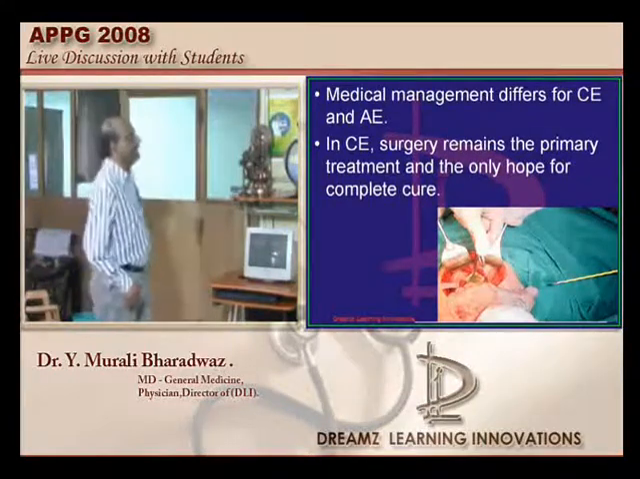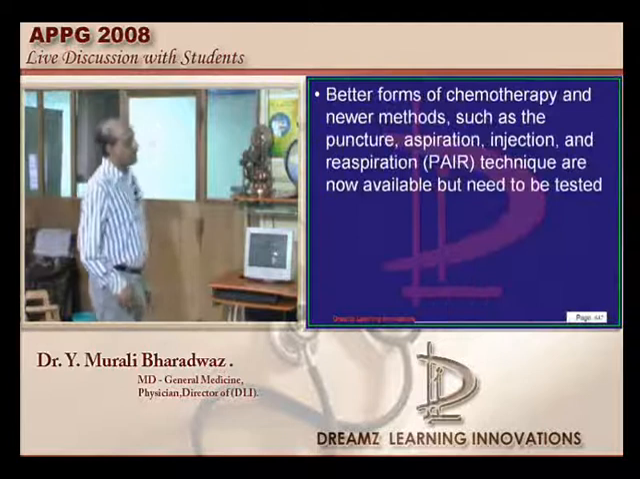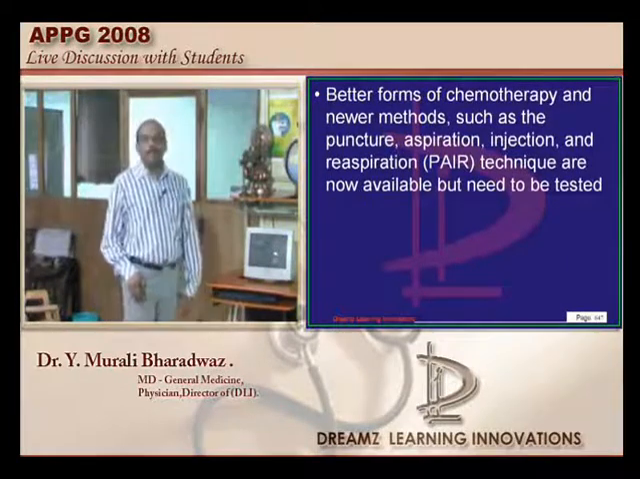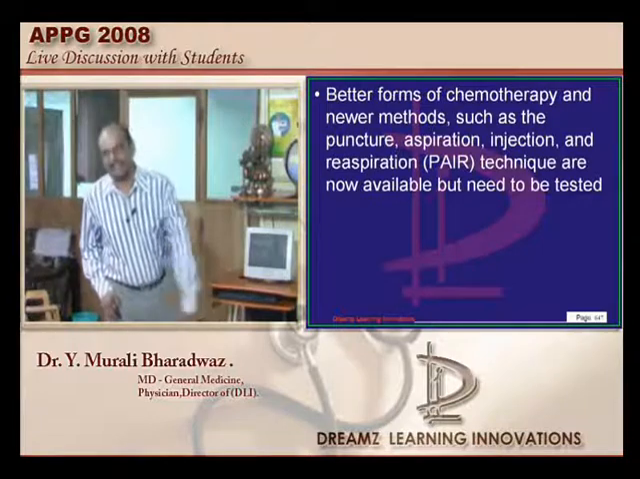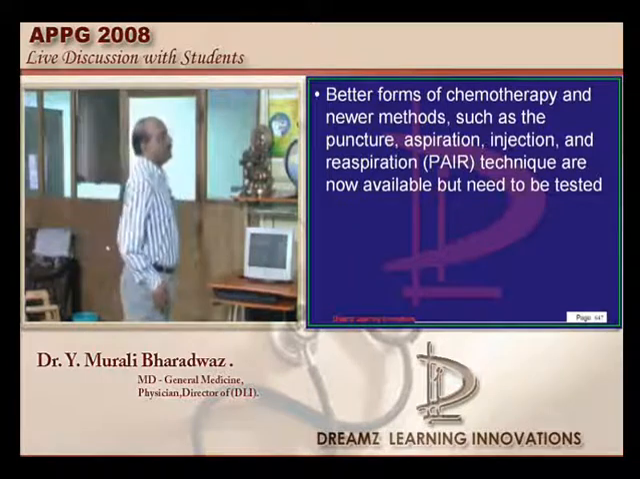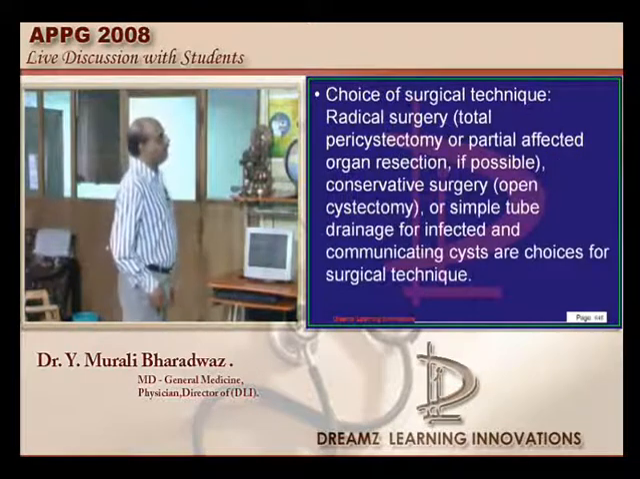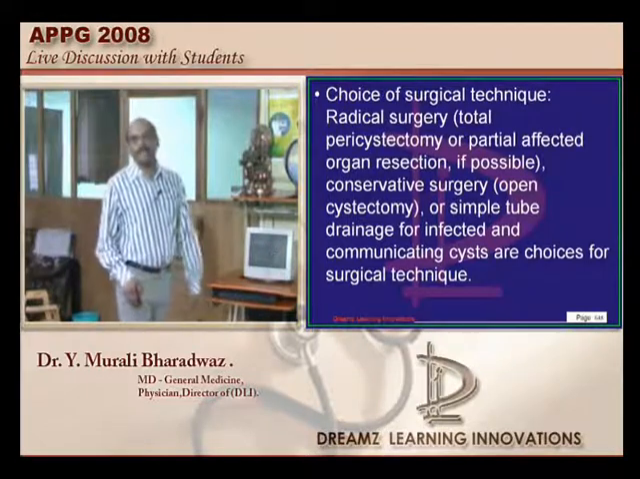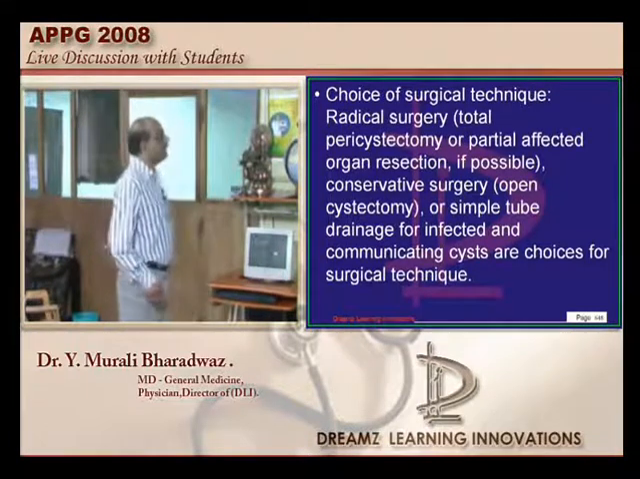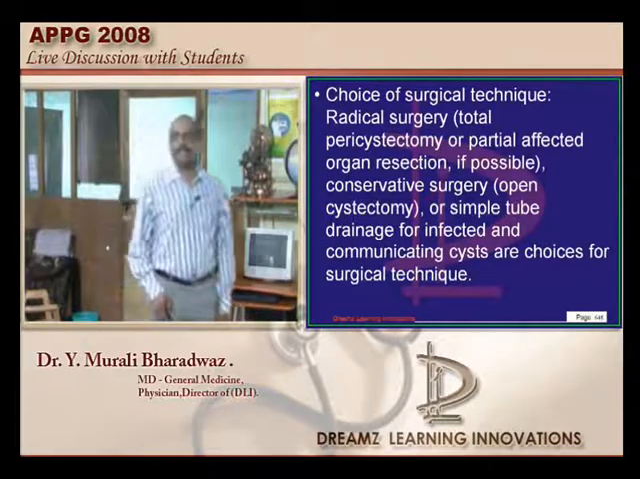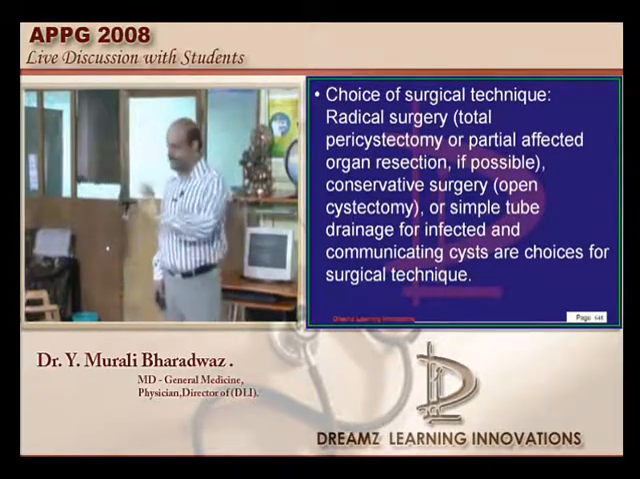Whereas the puncture, aspiration, injection, reaspiration (PAIR) procedure, though available, has not yet been proven as the treatment of choice, with a caveat and an adjective following it. So in surgery you have pericystectomy and open cystectomy as the options available to manage it, so that way cyst excision becomes the management rather than aspiration as the treatment of choice.